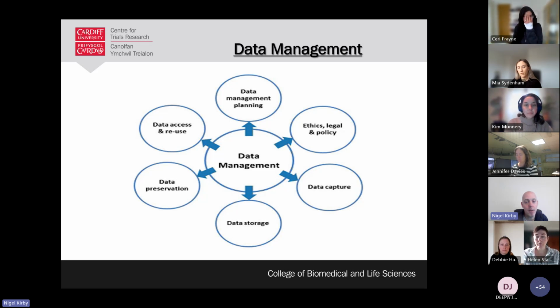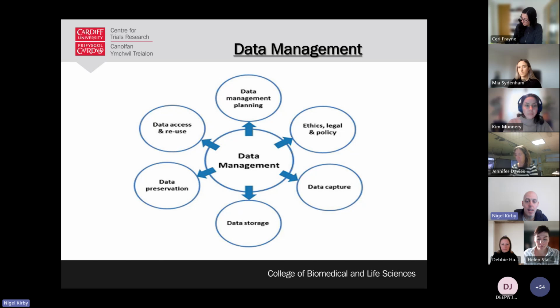We don't want to be asking participants in our studies to be giving us lots of different data if we're not actually going to be using this. So how are we going to be capturing our data? Is this going to be through databases? Will we be using paper CRFs? Will we be using wearable devices? So we need to be considering all of that.